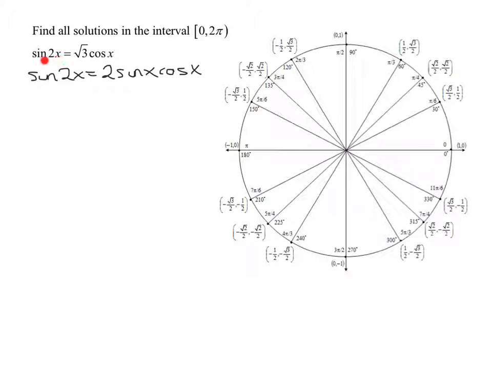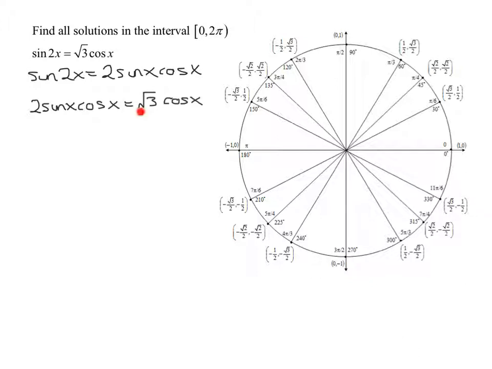So what I'm going to do is replace this with this expression here. So I've got 2 sine x cosine x equals the square root of 3 times cosine x. Now, what some students do at this step is, since there's a cosine of x here and here, they divide both sides by the cosine of x. And unfortunately, if you do that, you're going to be throwing away some of your solutions. You won't see all your solutions.